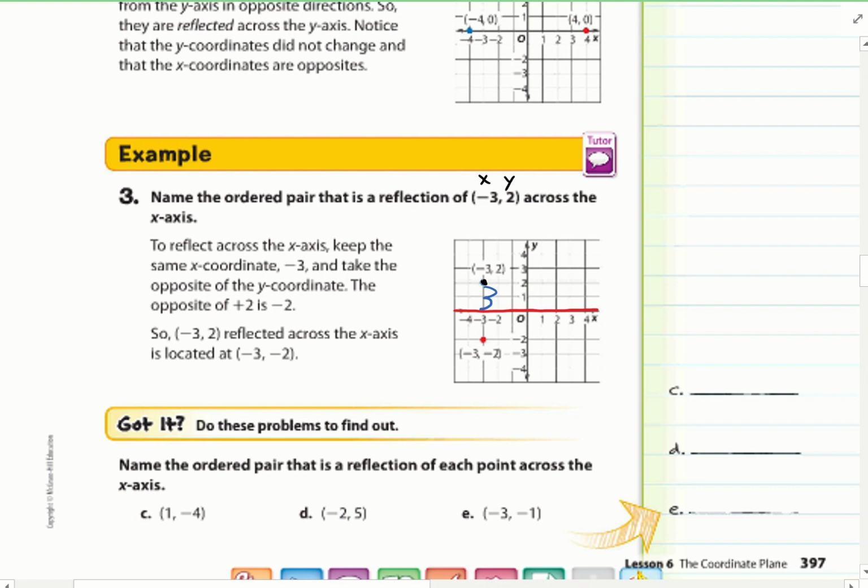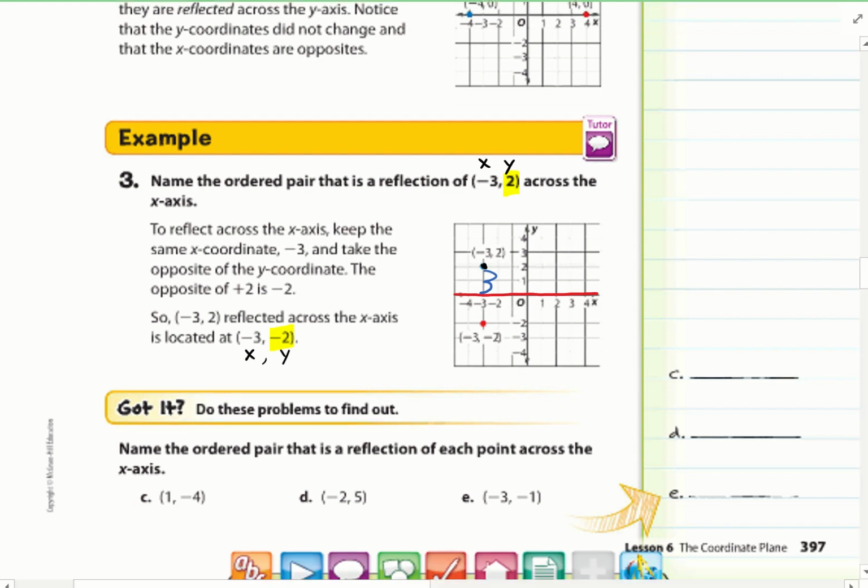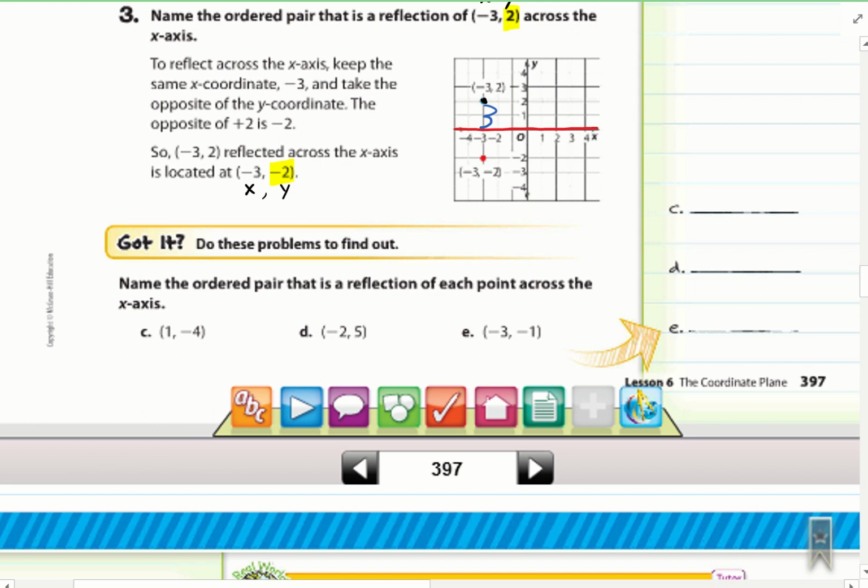The other way of doing this is to reflect across the x-axis, keep the same x-coordinate, -3, and take the opposite of the y-coordinate. So now my x, if you notice from my original problem, my x stayed the same, and my y is just the opposite from before. So 2 and then -2. That's a reflection across the x-axis. Just remember, whichever axis it's reflecting on, that's the point that's going to stay the same.